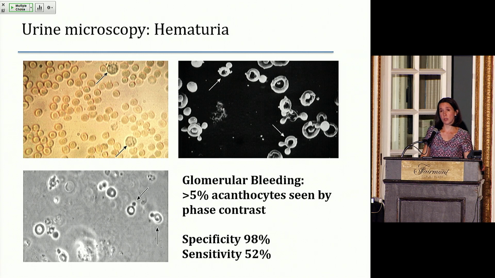As I mentioned earlier on, from a diagnostic point of view, when you want to think about hematuria and glomerular disease, what you're particularly interested in is the presence of acanthocytes in the urine. Other forms of dysmorphic red cells have quite a poor predictive value in terms of diagnosing glomerular bleeding, but this particular type of acanthocytes with the membrane blebbing, when more than 5% of them are seen on phase contrast, does have quite a high specificity of 98% and a sensitivity of about 50% for the presence of glomerular bleeding. So this is a very useful finding.